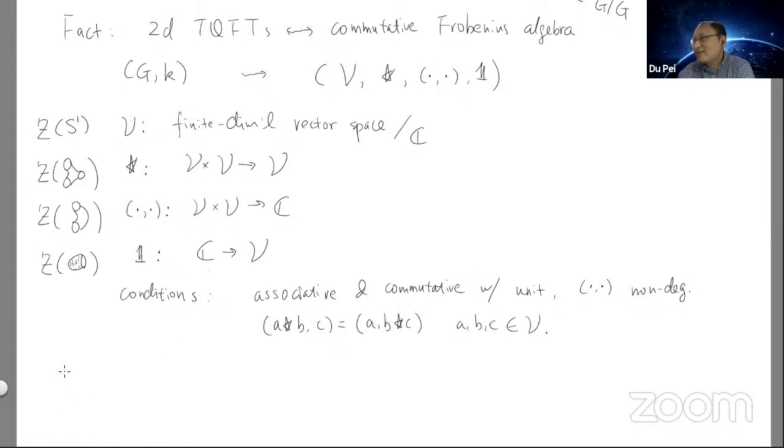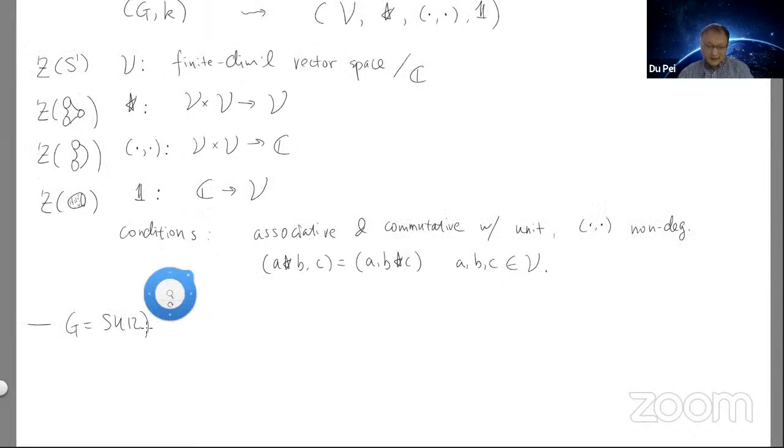So this is the data that defines for you this commutative Frobenius algebra that captures all the algebraic structure of the 2D TQFT obtained by reducing this three-dimensional TQFT. So let me try to be very concrete. Consider the case that G is SU2. Then the dimension of V will be K plus 1.